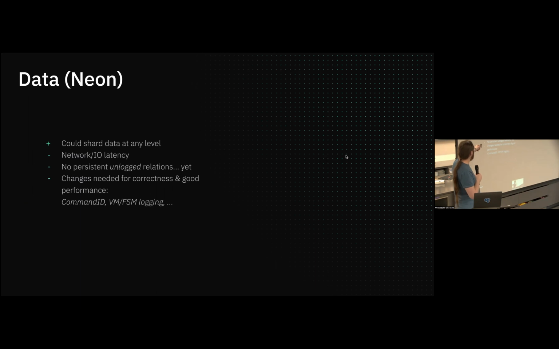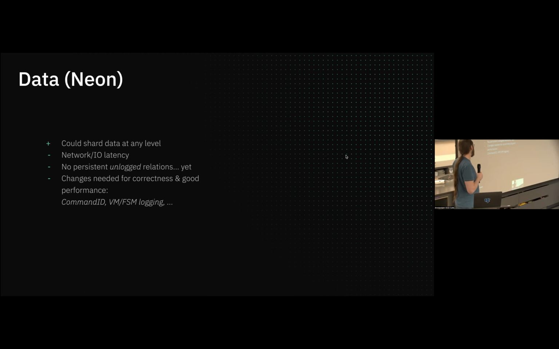So we can shard this data at any level now, but we do have issues because we don't have the data locally. We have to request it across the network, which adds I/O latency. And we don't have any persistent unlogged tables because unlogged tables don't have any change logs, which means we don't know what happens there. So when you shut down a server, all unlogged relations are empty.